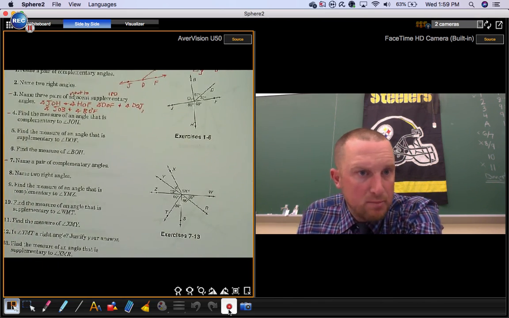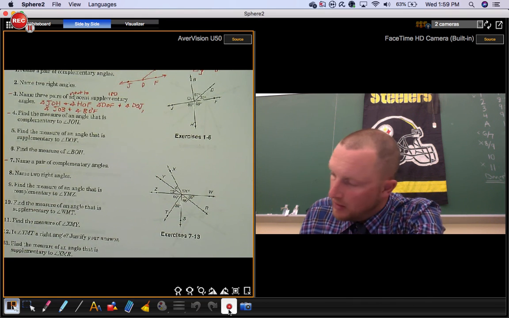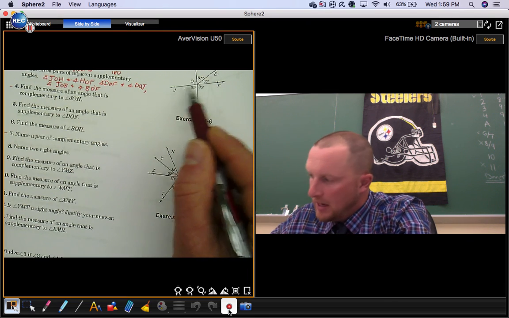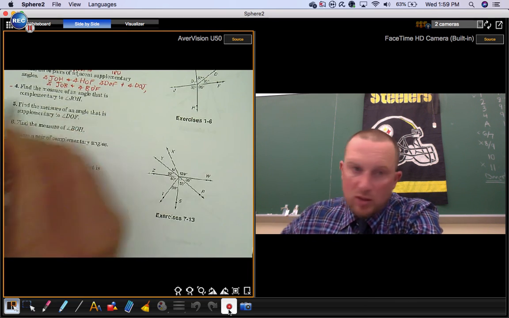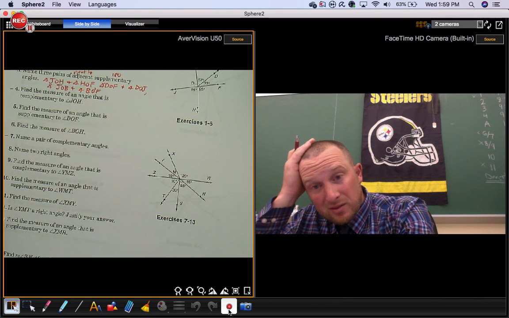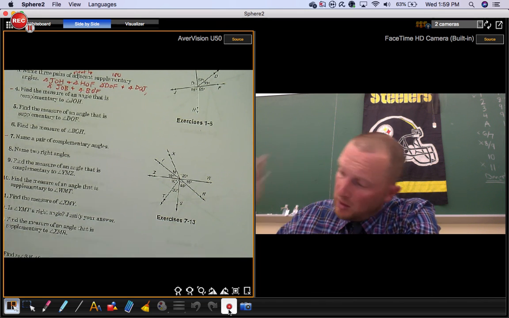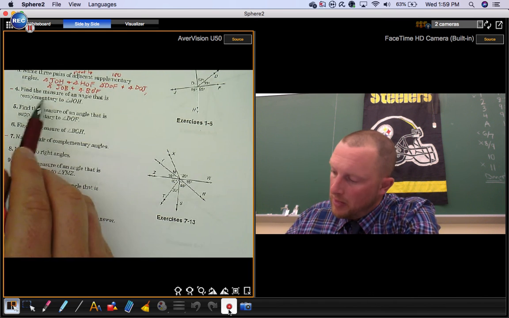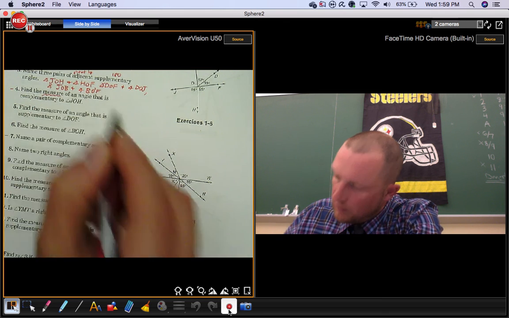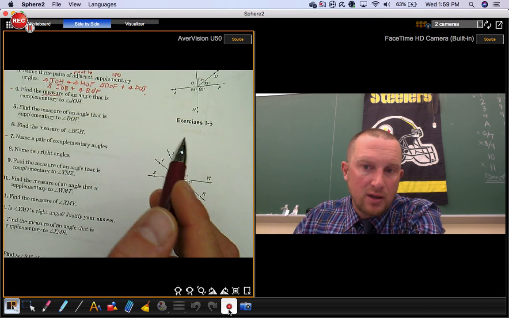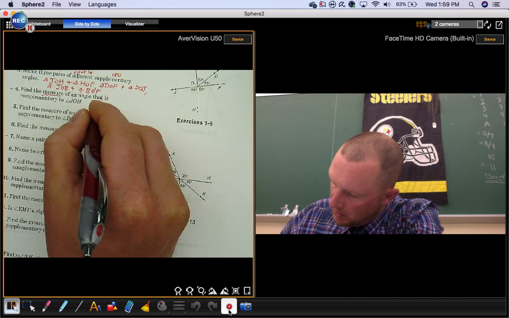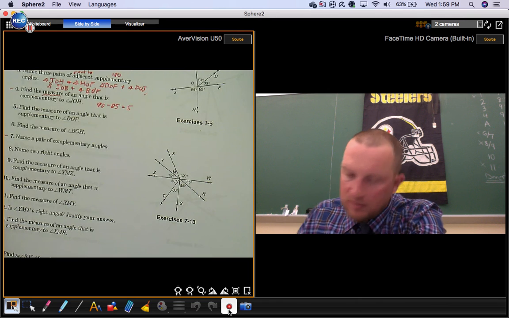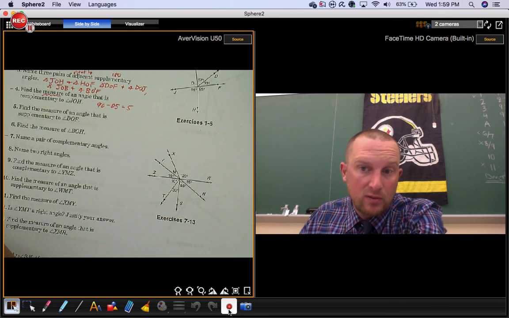Number 4, find the measure of an angle that is complementary to angle JOH. If you look at angle JOH, it's an 85-degree angle. Now you want something to be complementary to it. That means you need a 5-degree angle. Well, if you look in your picture, there's no 5-degree angle. They're asking you for the measure, not to name the angle. So be careful. The measure is just 90 minus 85. 5 degrees, that's your answer.